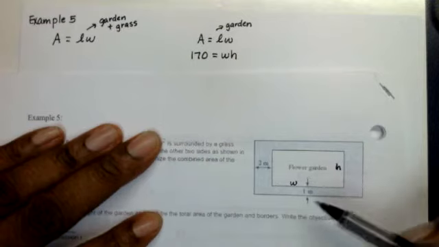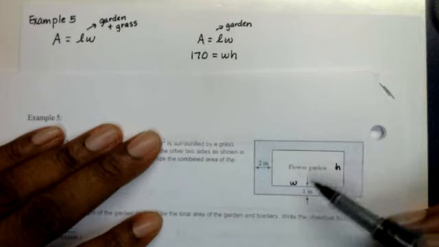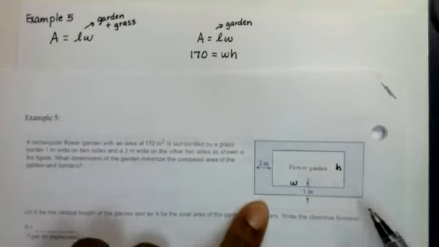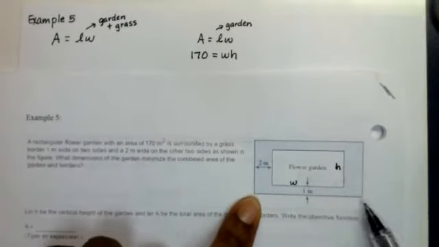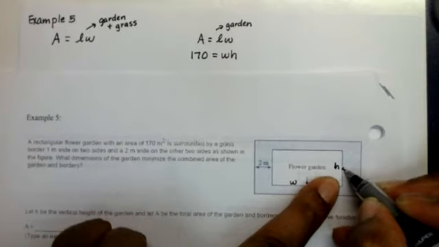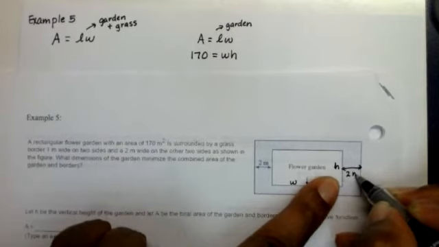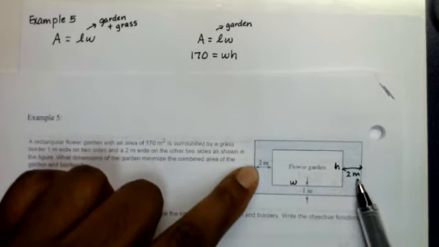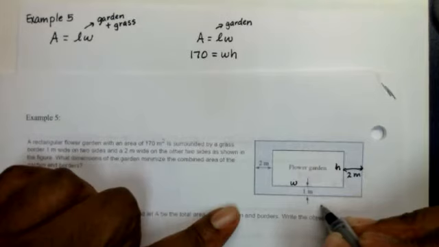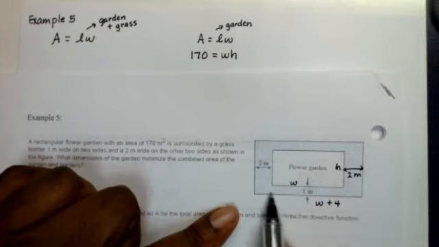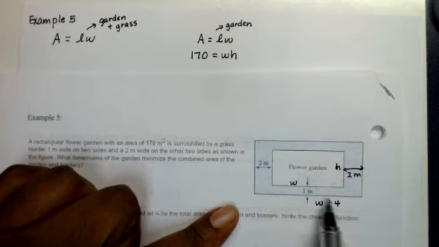Now let's find the length and the width of the flower garden plus the grass that surrounds it. Now we're told, let's look at this dimension right here going across. We got 2 meters going this way, and also, if you look at it, 2 meters going this way. So if I add the W plus 2 plus 2, I'm going to end up with W plus 4. So all of this length going across is W plus 4.